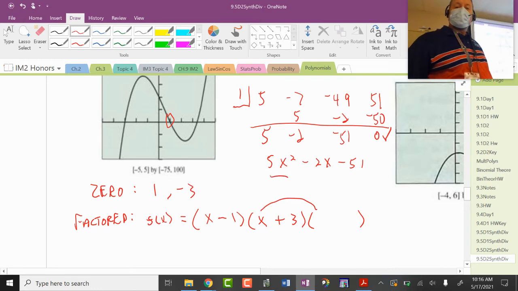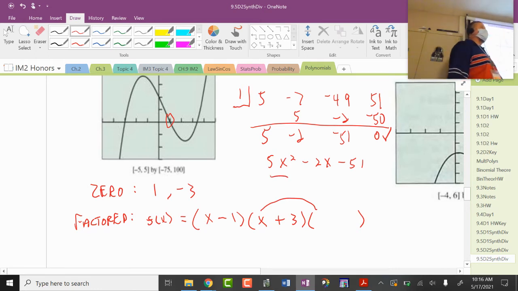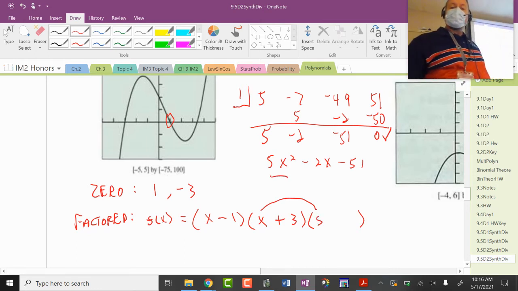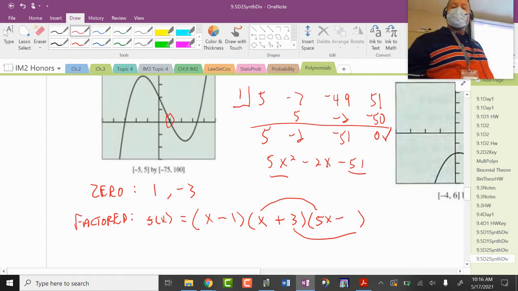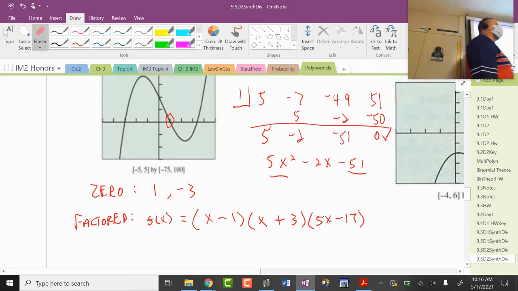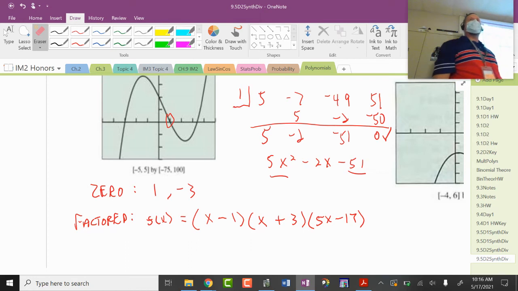Good FOILers are what? x times what equals 5x squared? This is so easy. 5x. 3 times what equals -51? This is why good FOILers are good factors. What kind of 17, though? You people that did not figure out factoring and understand why I said good FOILers are good factors, you've got to jump on board right away, and then it makes the rest of the year easier. This is why you've struggled.